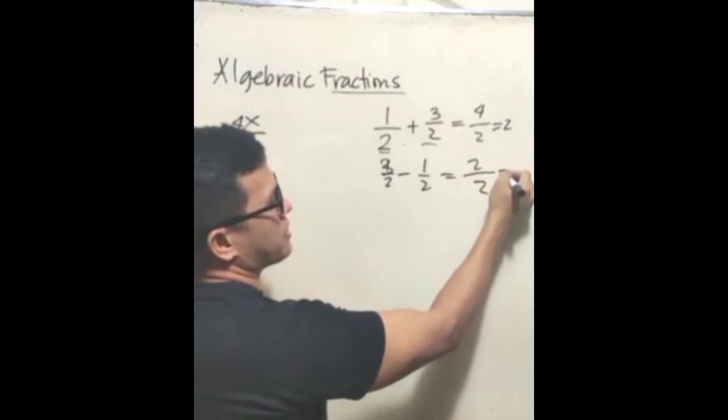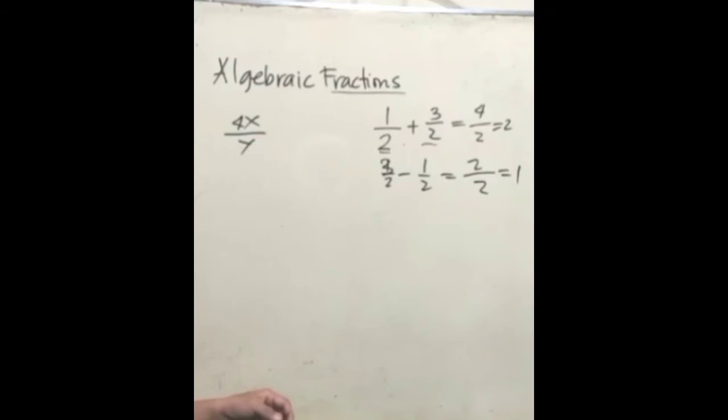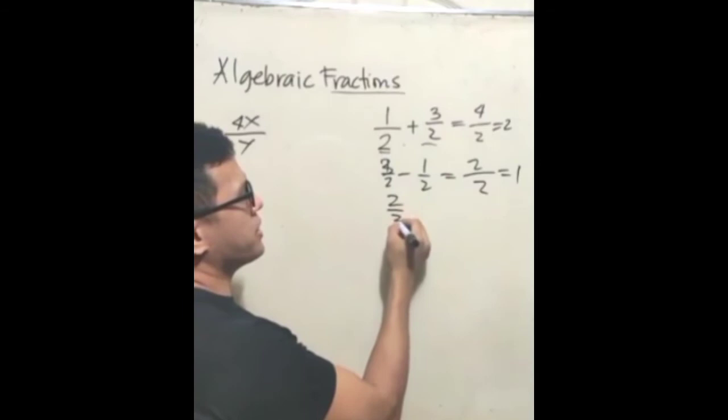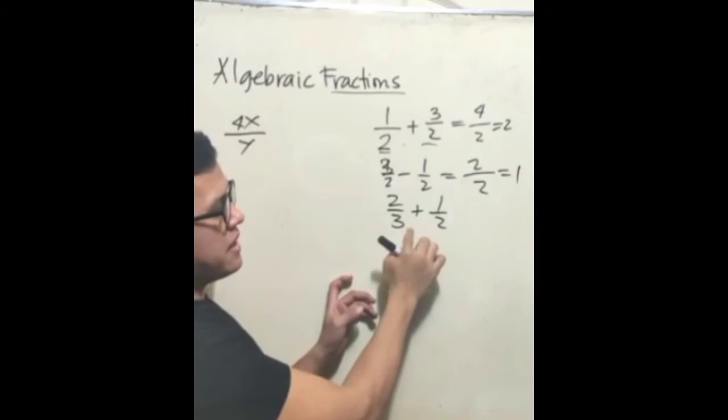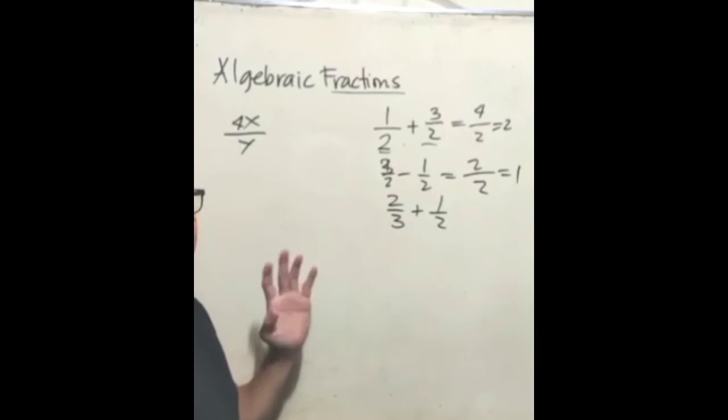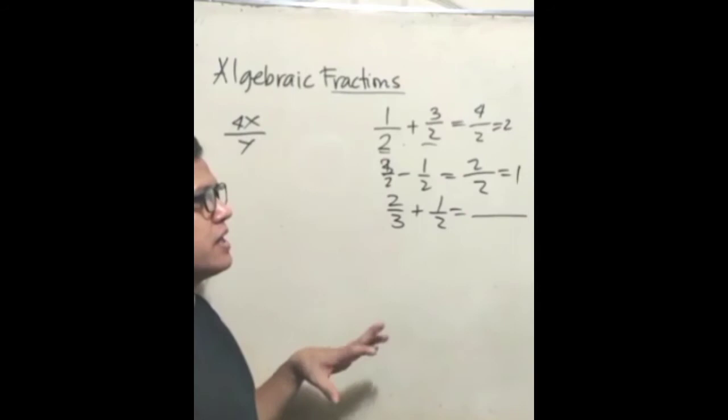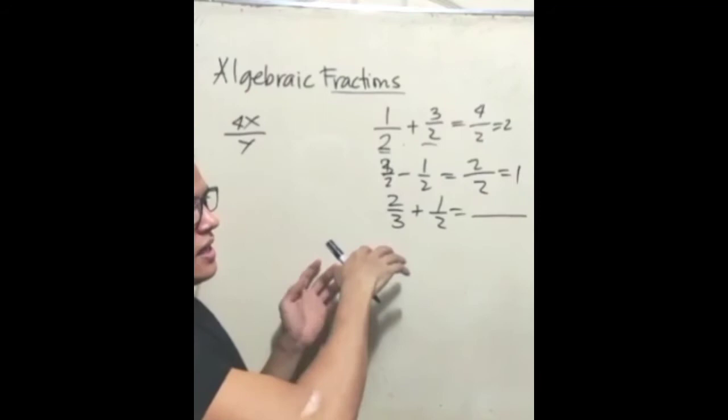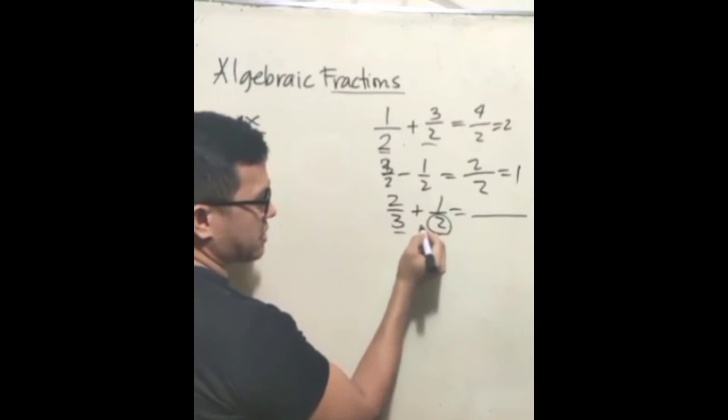What if the denominators are not the same, like 2/3 plus 1/2? We cannot just copy the denominator and add the numerators. Instead, here is a trick to save time. These are unlike denominators, 3 and 2. What you do is cross multiply.